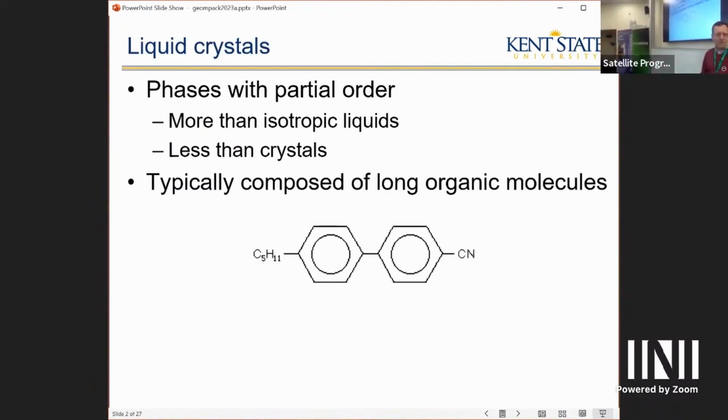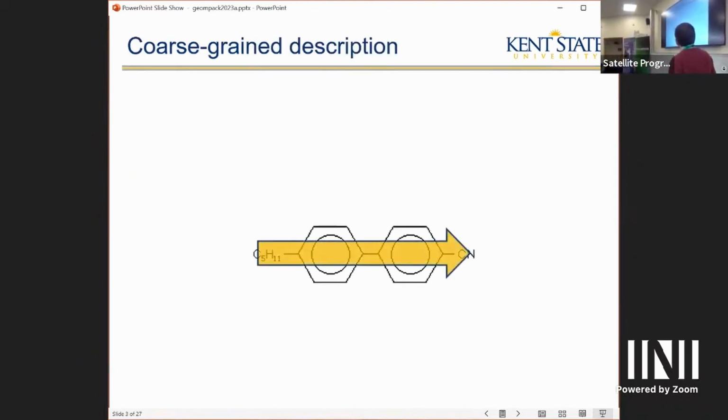So to begin with this quick introduction, liquid crystal is a term for a kind of phase. These are phases with partial order, that is to say more order than isotropic liquids, less than full three-dimensional crystals. They are typically composed of long organic molecules like this. And if we want to take a kind of coarse-grained physical view, we could say, let's represent that as an arrow, something that has a particular orientation in space.